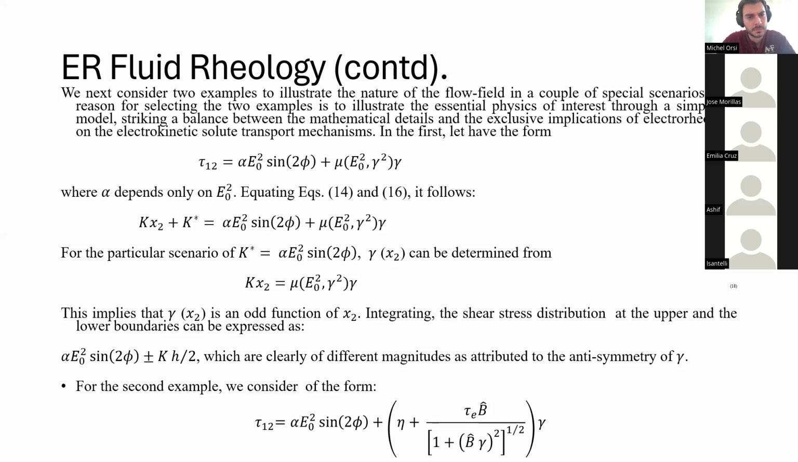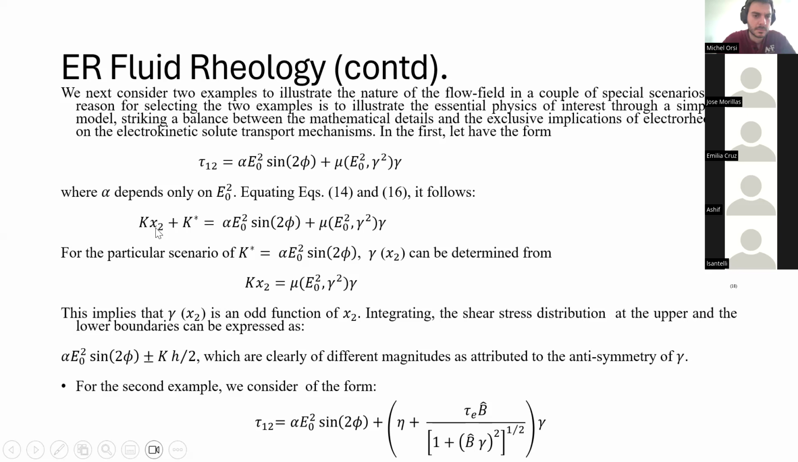The reason for selecting the two examples is to illustrate the essential physics of interest through a simplified model, striking a balance between the mathematical details and the exclusive implications of electrorheology on the electrokinetic solute transport mechanisms. So the first we have is tau 1, 2. We already have seen this equation before, where alpha depends on E naught square.